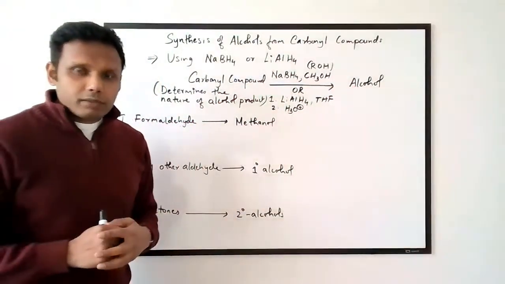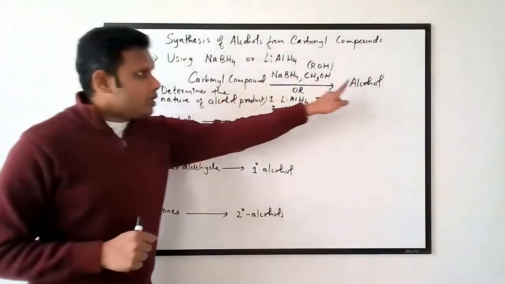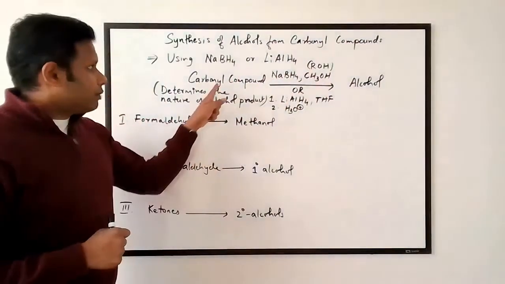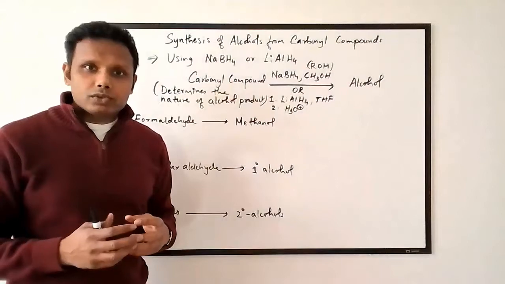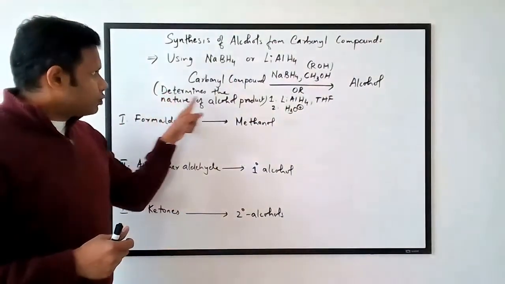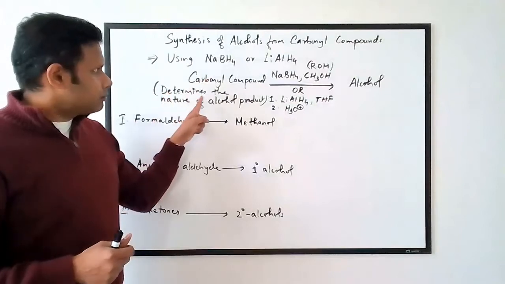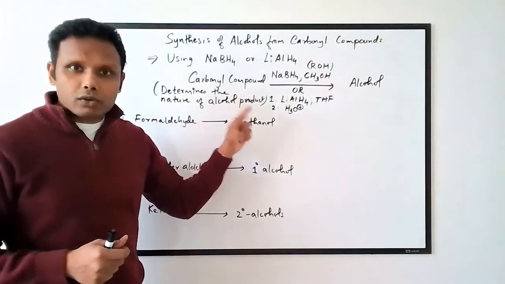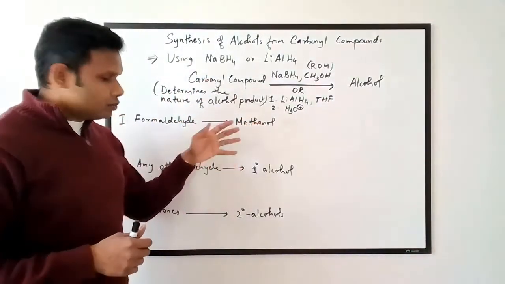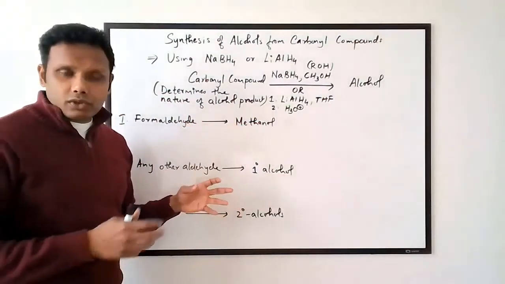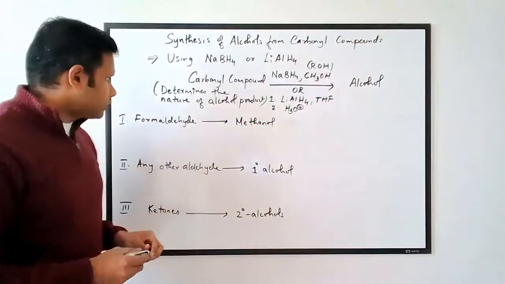The key thing to remember here is that the nature of the alcohol that is formed is determined by the carbonyl compound that you start off with. So I've noted that down here. The carbonyl compound determines the nature of the alcohol product. And I'm going to use these examples here to demonstrate that, okay?